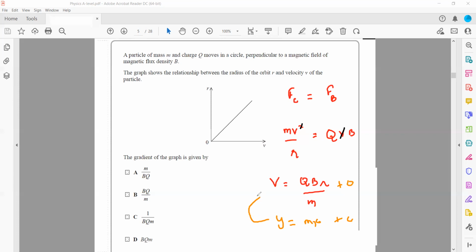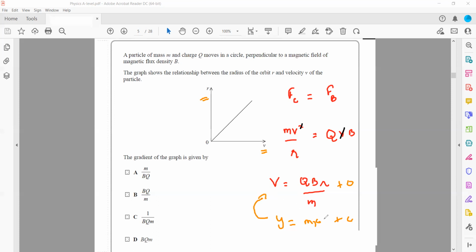But in this question, as you can see, instead of the x-axis we have v and on the y-axis we have r. So it means the quantity r should be separated from the others. So we'll simplify for r.